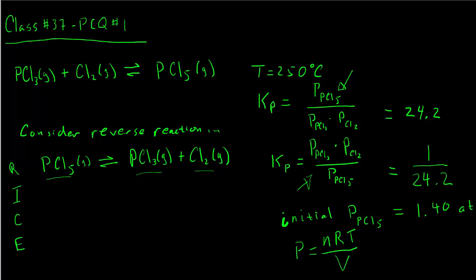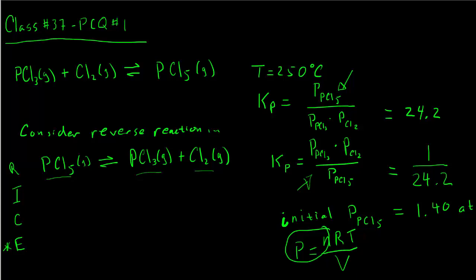And so if RT and V are all constant, then pressure is directly proportional to number of moles. So in our problem, our Kp is written in terms of partial pressures. So we can use partial pressures, because they are directly proportional to number of moles, as a stand-in, a proxy for number of moles. So here in my ICE table, instead of using moles or molarity, I'm going to use atmospheres.